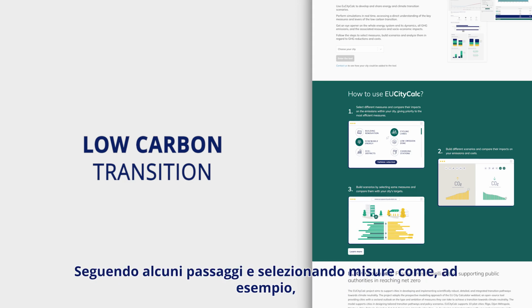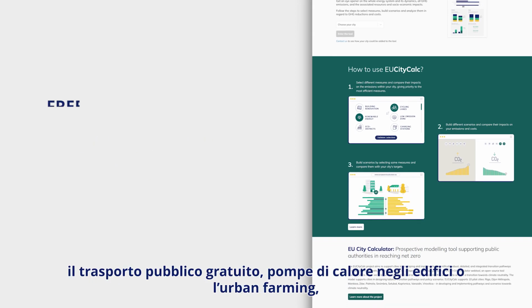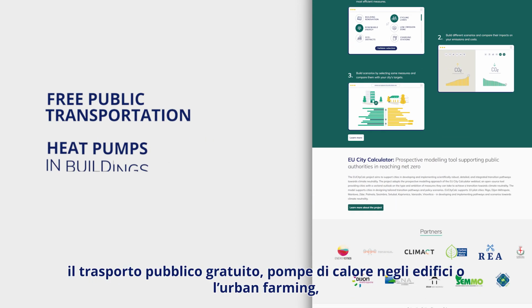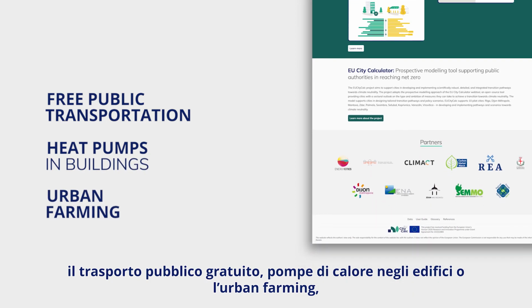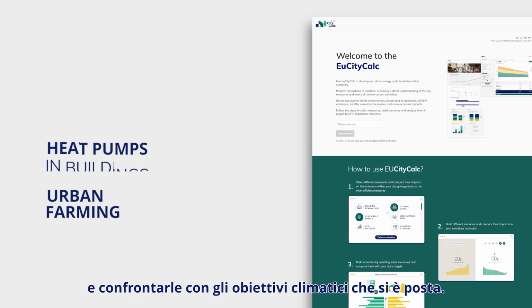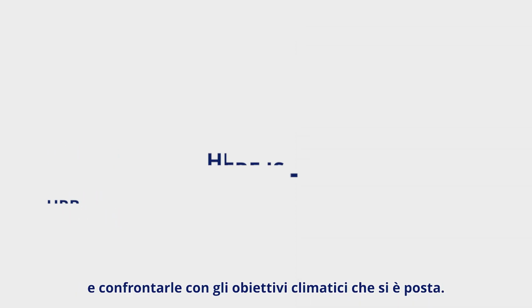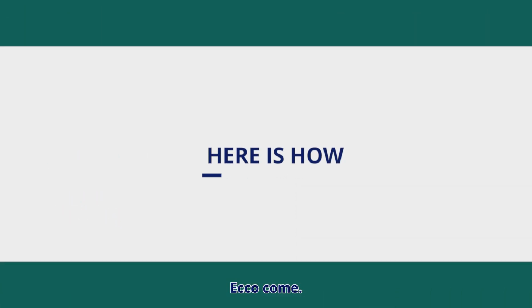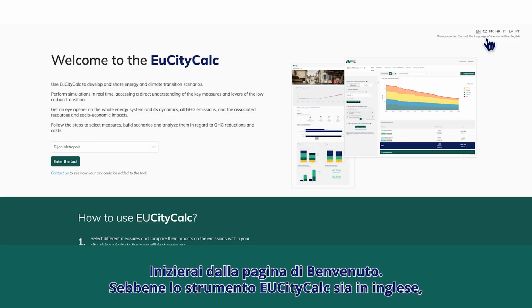By following a few steps and selecting from measures like free public transportation, heat pumps in buildings, or urban farming, you can visualize how your city's emissions change and compare them with its climate targets. Here is how. You will start at the Welcome page.